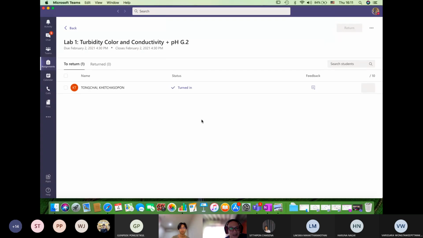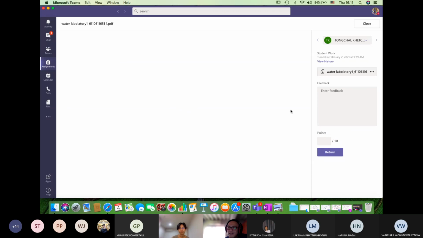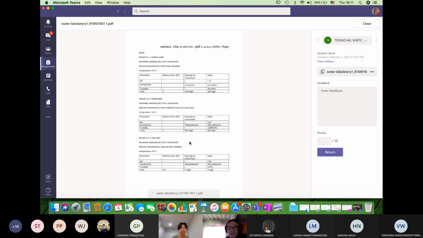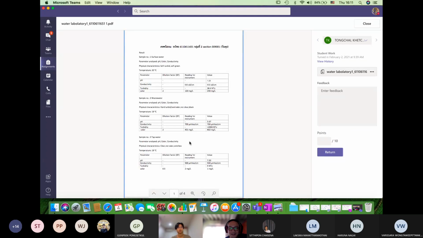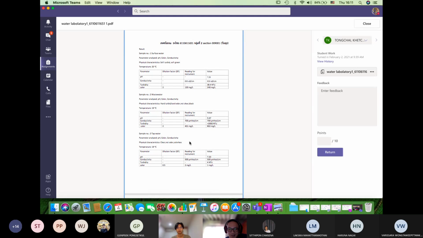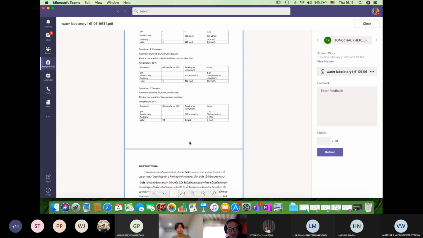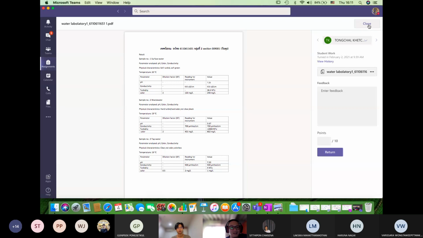Another group. This one may be similar to some of your friends.